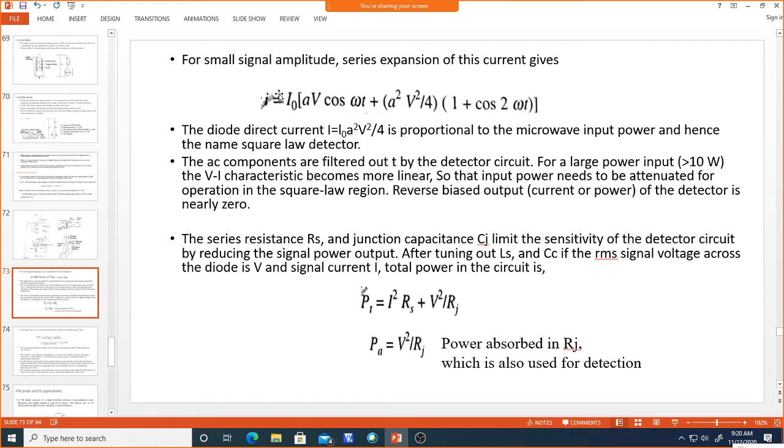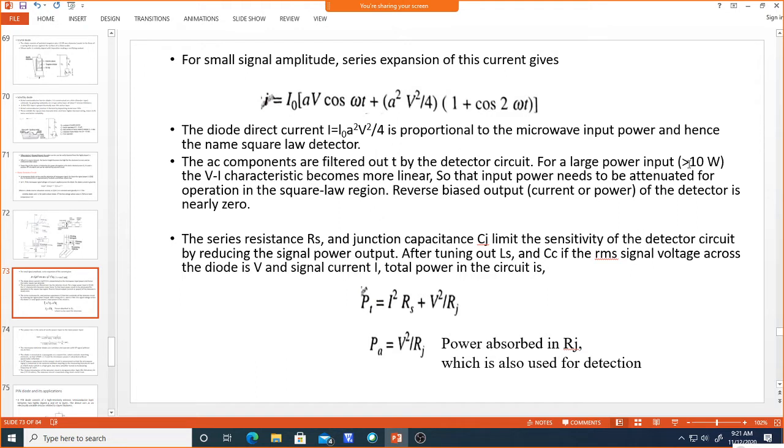For small signal amplitude, the series expansion of this current can be written using this equation, and the diode current I equals I naught A square V square by 4. By this expression we can say that the device follows the square law. It is a square law detector, since I is proportional to V square and the microwave input power. Now the AC components are filtered by the detector.